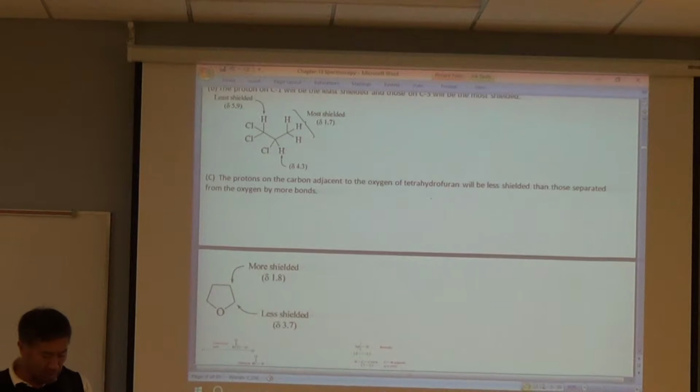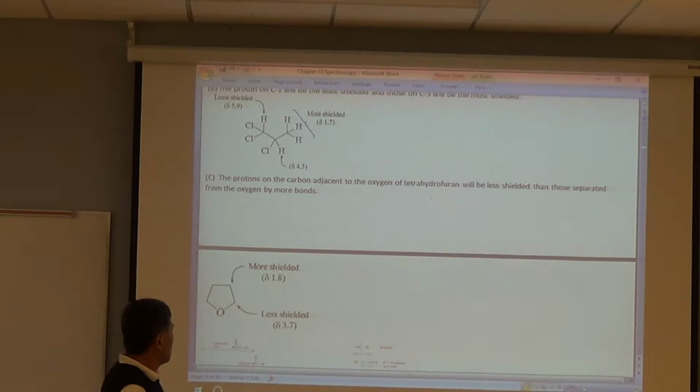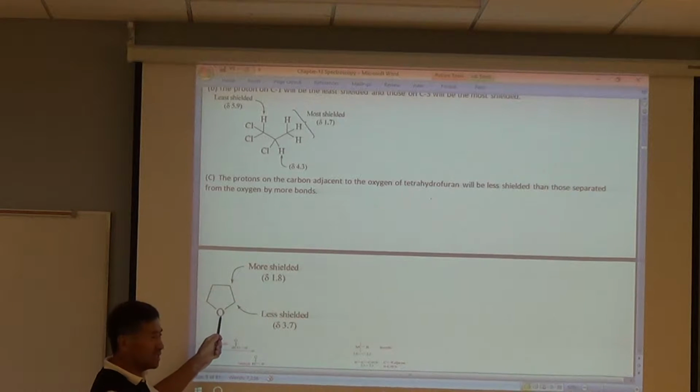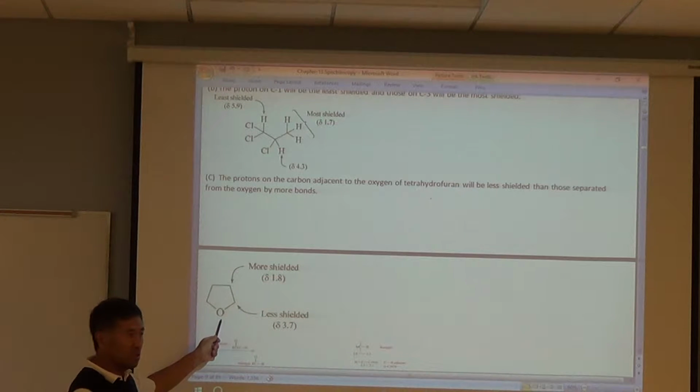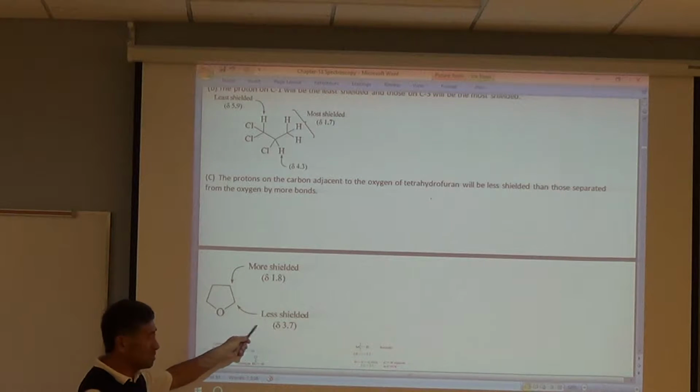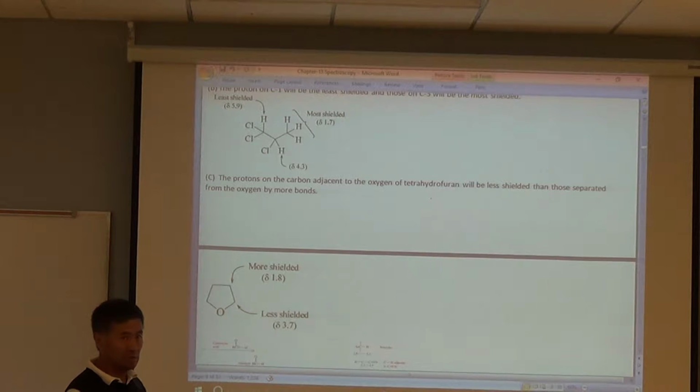The last molecule is this tetrahydrofuran, and this oxygen is very electronegative. It pulls electrons away from this H. Deshielded will be downfield. Downfield means you have a large delta.